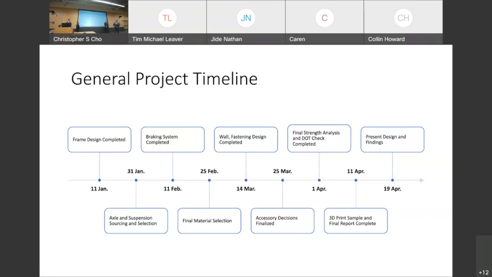Moving into our final material selection for our frame. Midway through March, we had our wall fastening system as well as our fastening system design. At the end of March, our overall accessories were decided, things like lights. The beginning of April was our final FEA strength analysis as well as our checks in terms of legality and the Department of Transportation. The final 3D print sample that is being passed around currently was developed midway through April, and today, April 19th, we are up here talking about this with you.